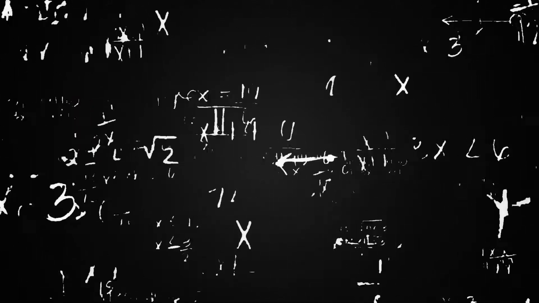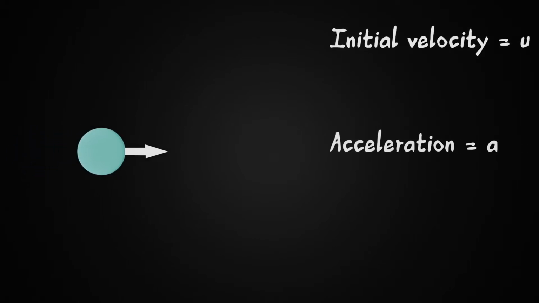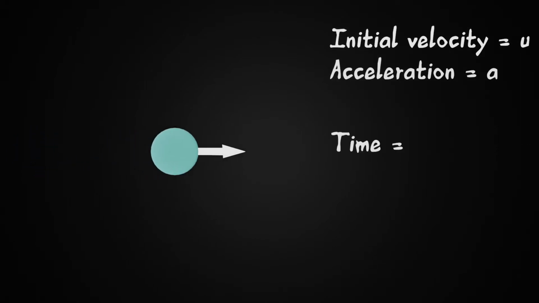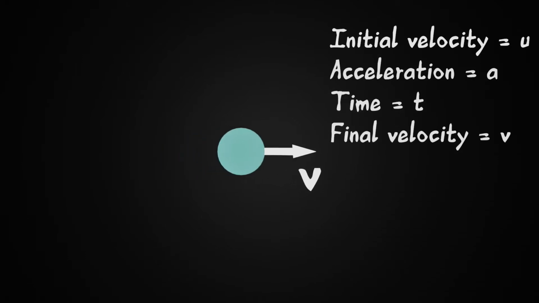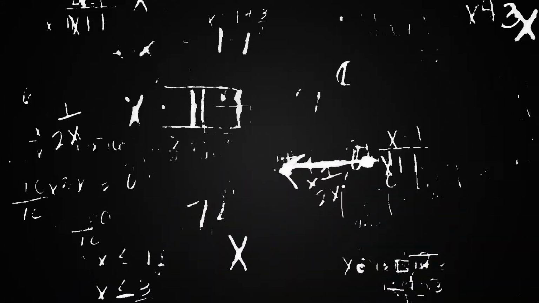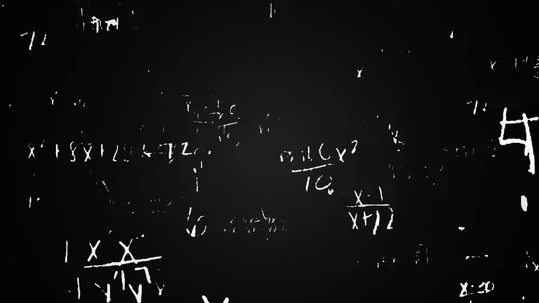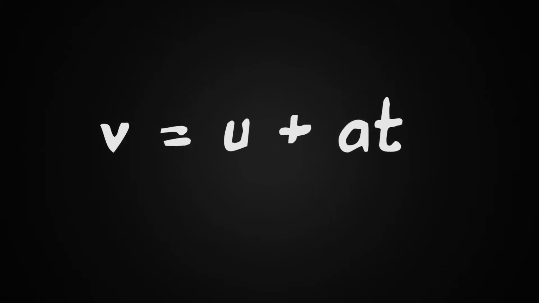Consider case 1. An object starting its motion at an initial velocity of u and moving with a uniform acceleration a over a time period of t. If the final velocity of this object is v, then by the definition of acceleration, which is acceleration is equal to the difference in final and the initial velocities over time, we get that a is equal to v minus u over t. By cross-multiplying and subjecting final velocity, we derive our first kinematic equation, which is v is equal to u plus at.